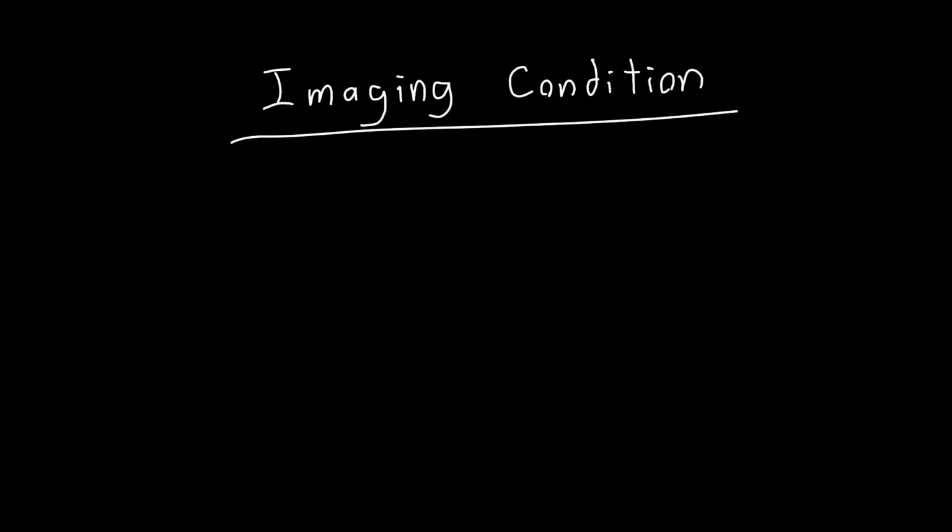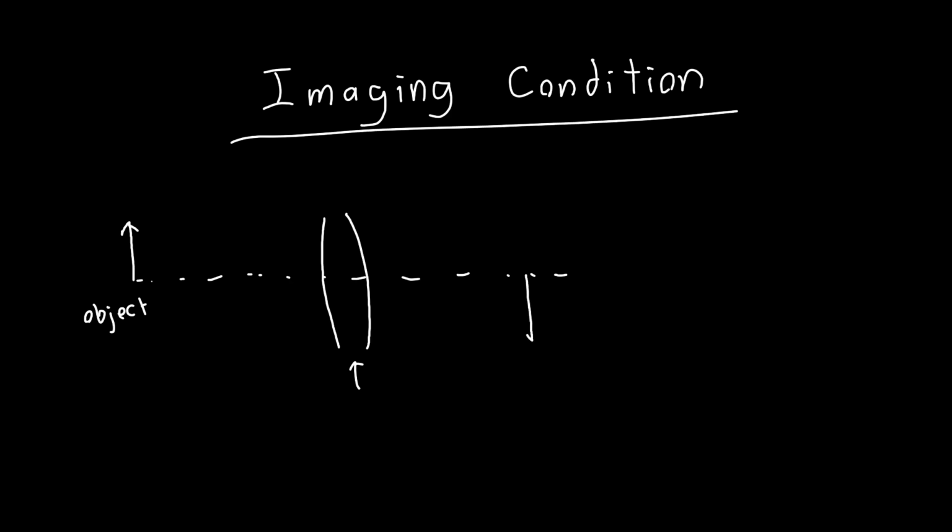Well, the imaging condition just says, let's say that I've got some object, which we usually draw as an arrow, and I've got some lens, or in general, any optical system, and let's say this is the optical axis. Then we know in general, there's going to be some image somewhere on the right-hand side. And what do we mean when we say there's going to be an image?